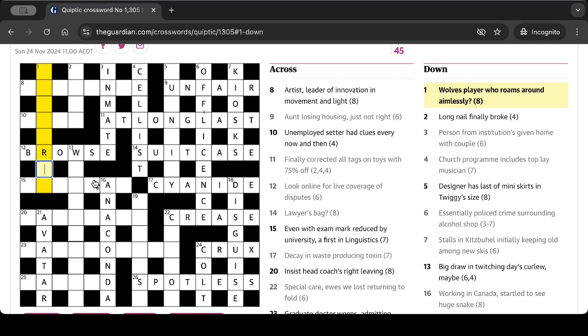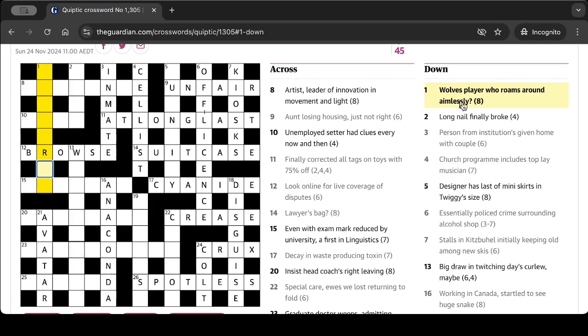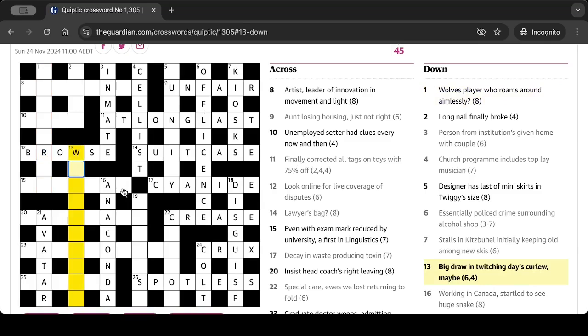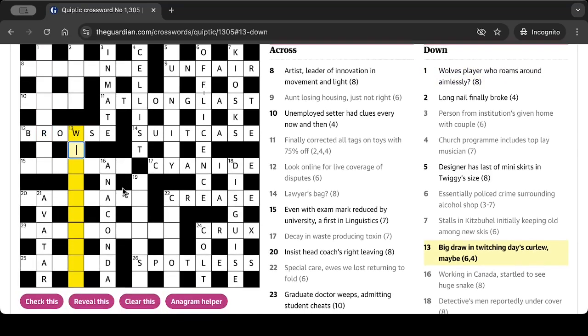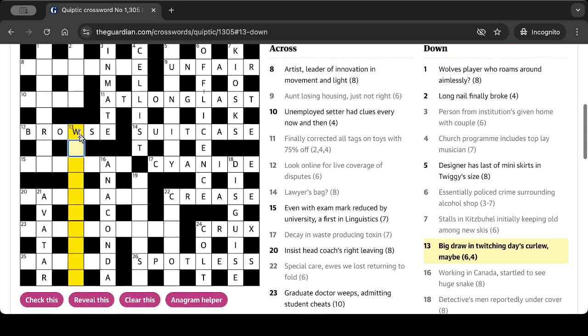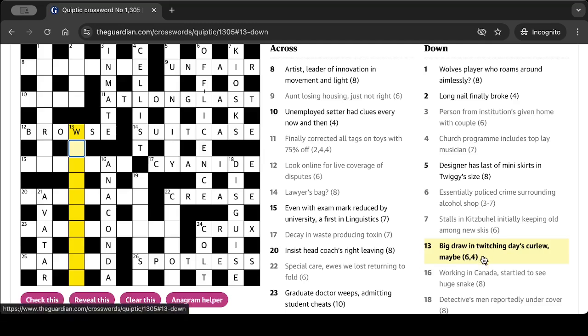Wolves player who roams around endlessly. This could be an anagram of player who roaming around with the aim, like a direction, for example, west in who being lost. I'm not sure. We've also got this big drawing twitching. Days curlew, maybe. I think this one was probably an anagram of days curlew. That would also then give something that you have a big drawing twitching. I wonder if it's a window something. I'm not sure about this one, but days curlew just feels very forced. So I do think that we've got an anagram going on here.